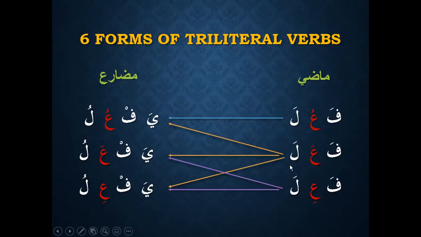And likewise for fa'ala, if the ayn kalima has fatha, they can have all three: dhamma, fatha, kasra. Fa'ala yaf'ulu, fa'ala yaf'alu, fa'ala yaf'ilu. You can have all three possibilities, and they have different names. We'll come to that. And with fa'ila, you have two possibilities: fa'ila yaf'alu and fa'ila yaf'ilu. Okay, so altogether, six possibilities. With dhamma, only dhamma. With kasra, fatha and kasra. With fatha, all three: dhamma, fatha, kasra. Okay? Remember that.